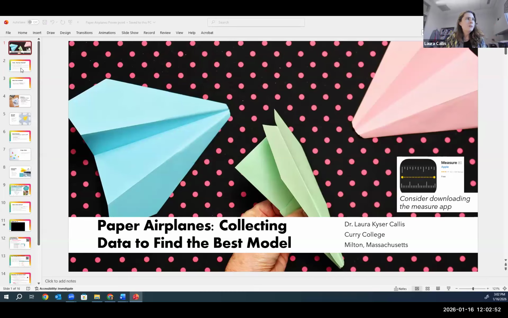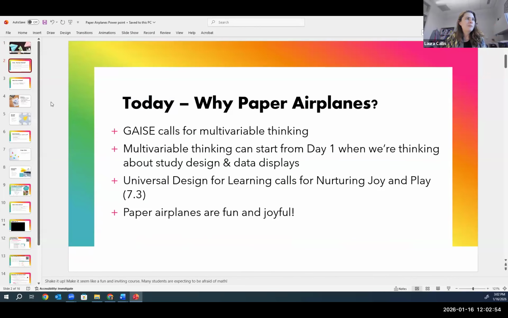And the reason that we do this is, well, for a few different reasons. One, I love paper airplanes. I have a 10-year-old boy, he'll be turning 10 in February, and whenever we get junk mail, we turn it into paper airplanes, and it's just a fun activity. So I think that they're fun and joyful.